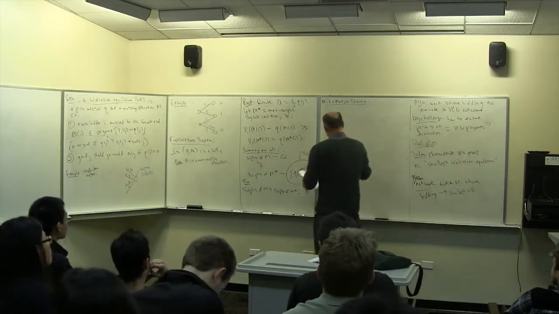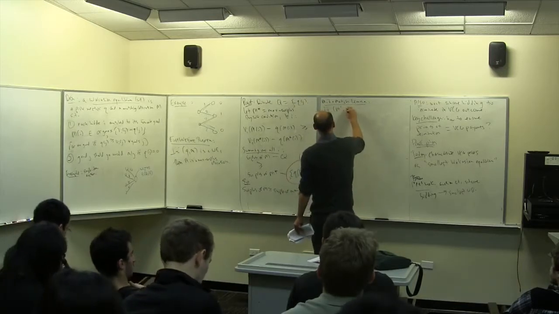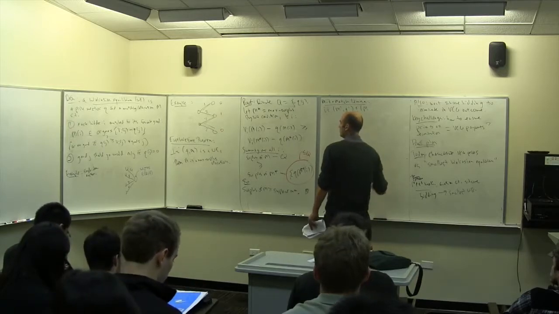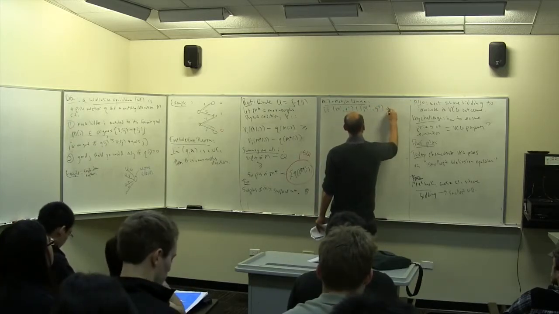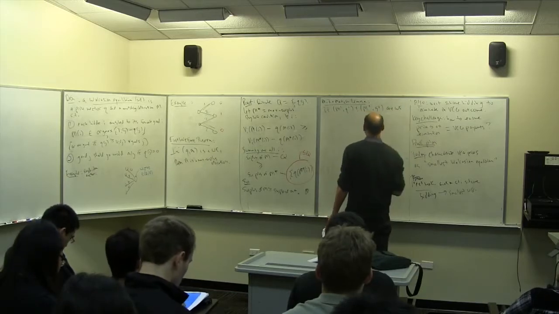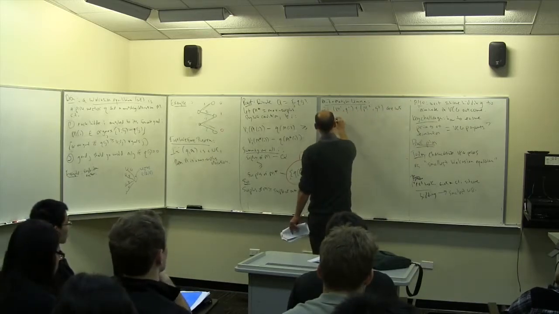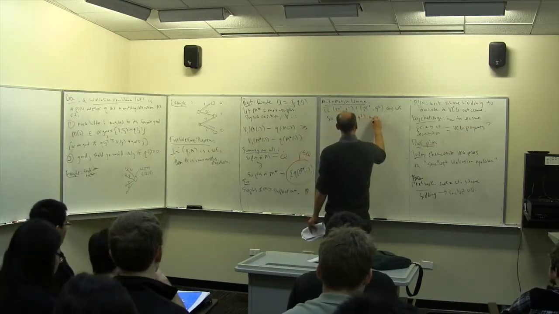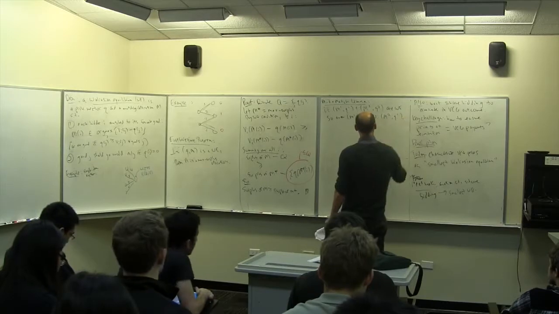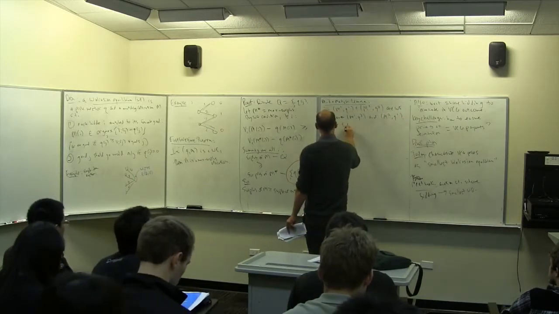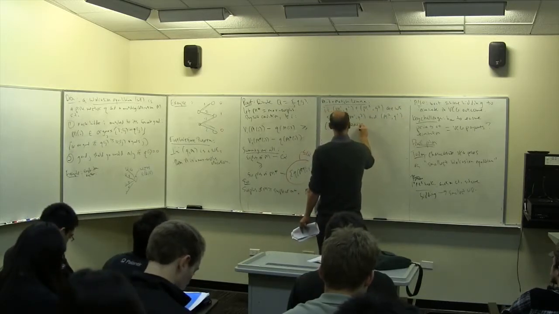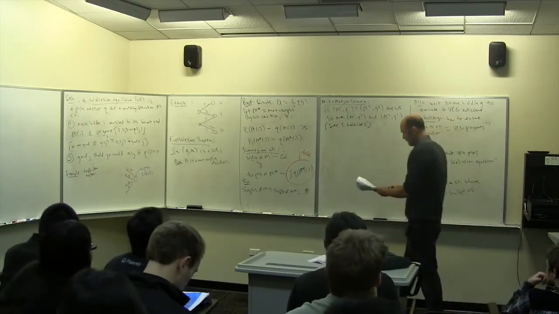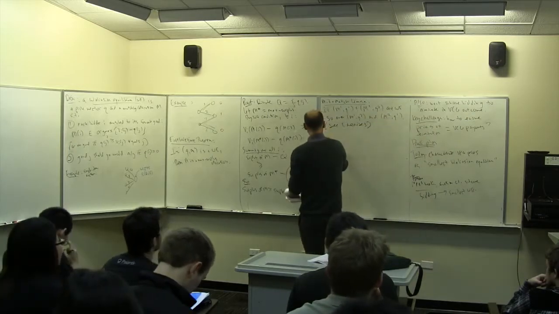So, mix and match lemma. If M1, Q1, and M2, Q2 are Walrasian equilibria for particular valuations, so are M1, Q2, and M2, Q1. See exercises. Okay, but it's not hard, just a few lines. All right.